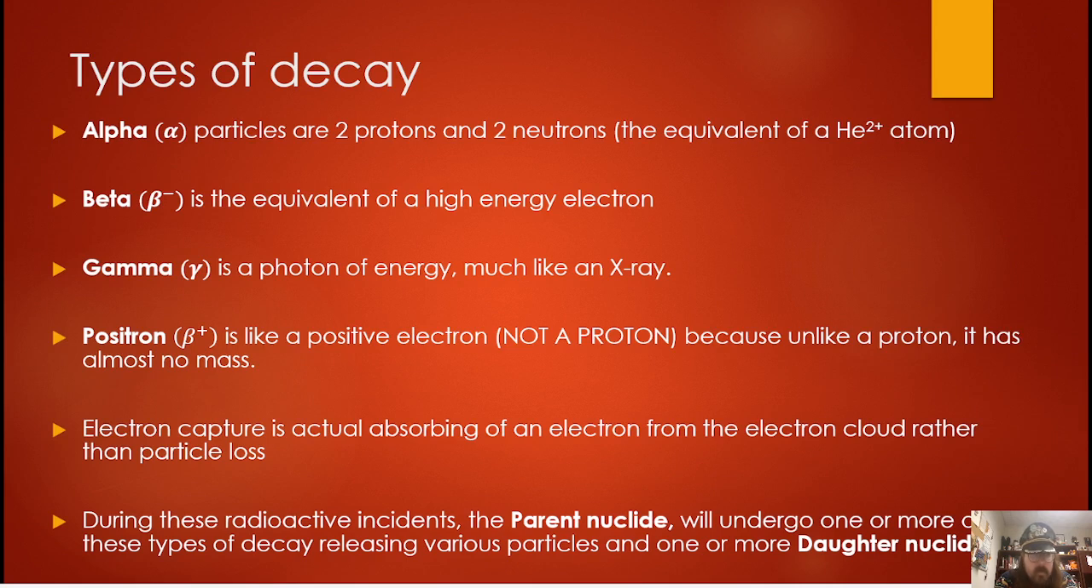Now, beta particles, often referred to as beta minus, are the equivalent of high energy electrons. They have almost no mass, but they have a negative charge. These are a little bit faster, a little bit more penetrative, but can be blocked by most clothing or very thin layers of things. And gamma particles are essentially almost pure energy. They have no mass, they have no charge. You could think of them almost like X-rays.